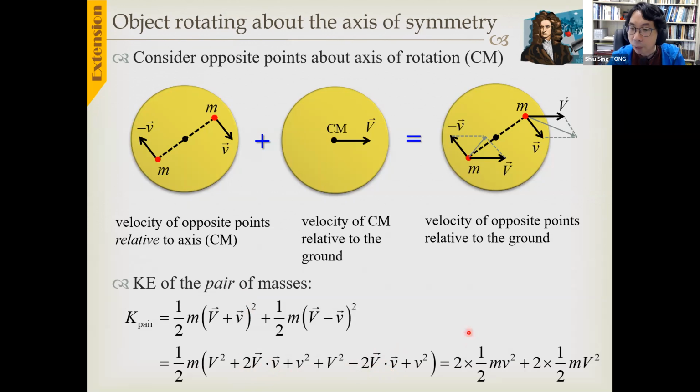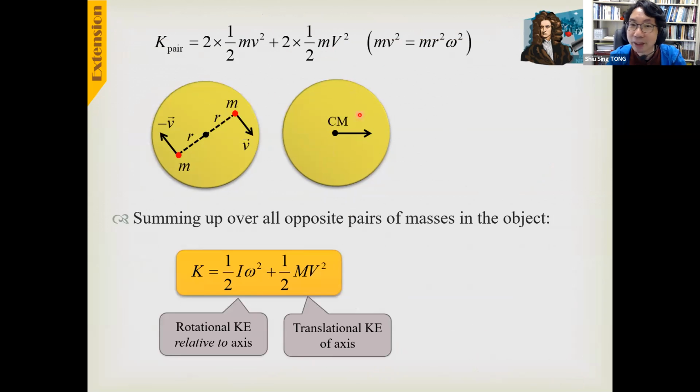The result is simple. You simply have 2 times 1/2 m v squared plus 2 times 1/2 m big V squared. Now you form a summation, because you can consider a circular object as being formed by many pairs of such particles, and for each pair of particles you have a kinetic energy like this. Now you form a summation of the first term.